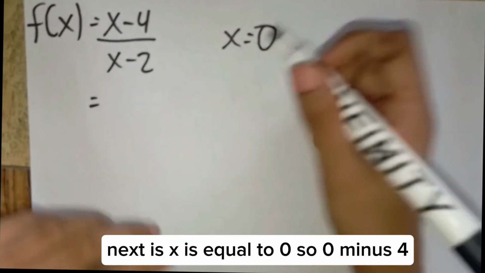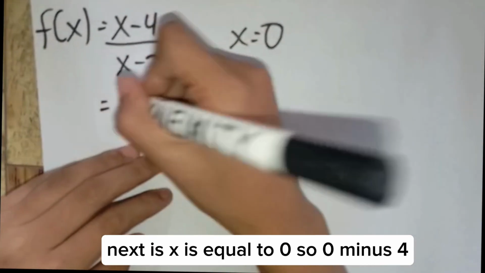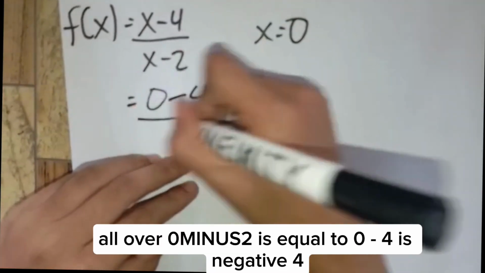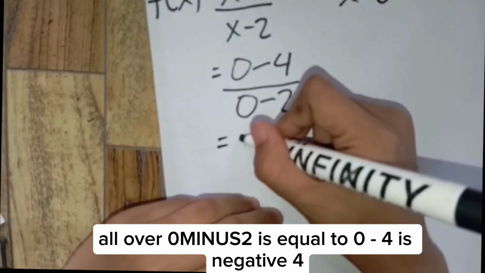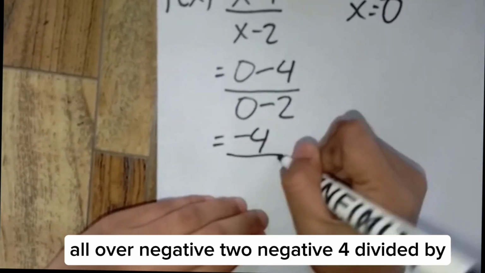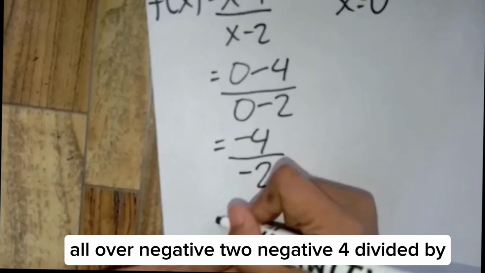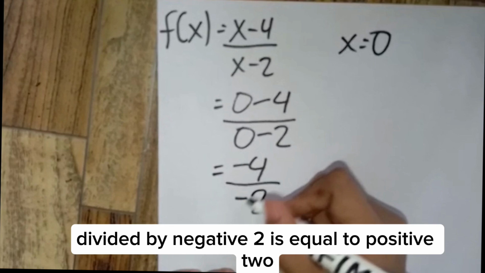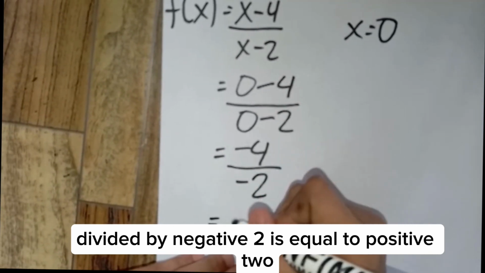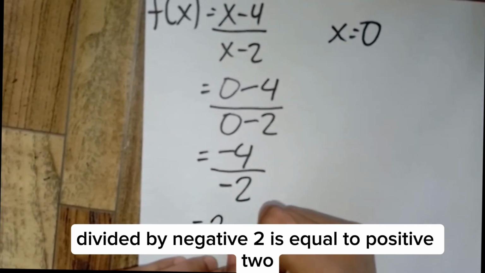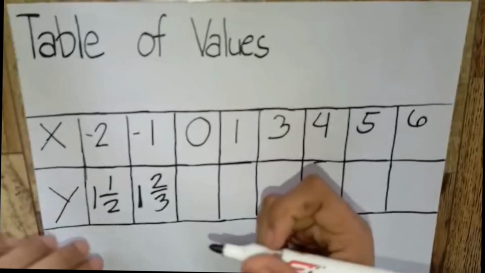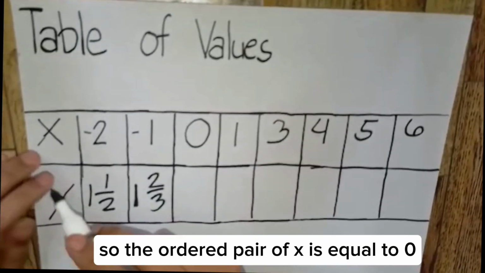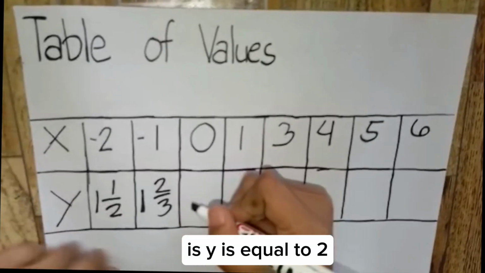Next is x is equal to 0. So 0 minus 4 all over 0 minus 2 is equal to negative 4 all over negative 2. Negative 4 divided by negative 2 is equal to positive 2. So the ordered pair for x is equal to 0 is y is equal to 2.